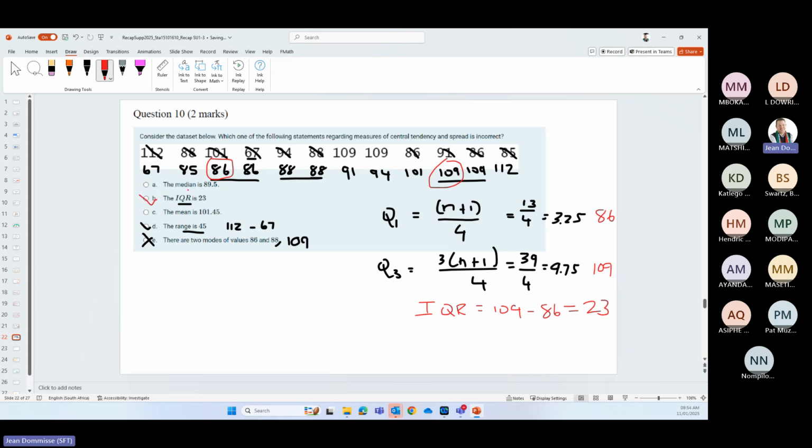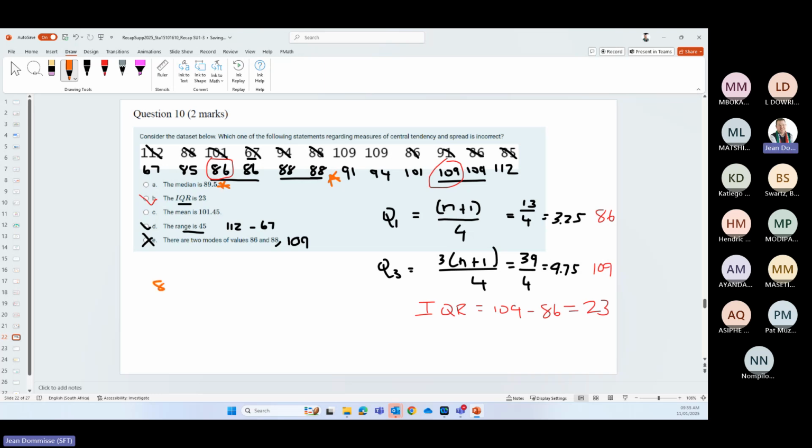It's correct. Median is the one in the middle. So 1, 2, 3, 4, 5, 6. So it is between 1, 2, 3, 4, 5, 6. So it's between 88 and 91. So let's just quickly do that in a different color. So that's the median.